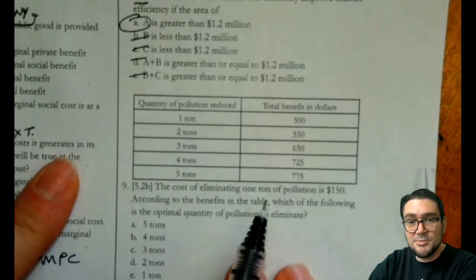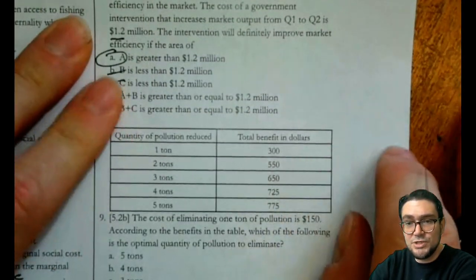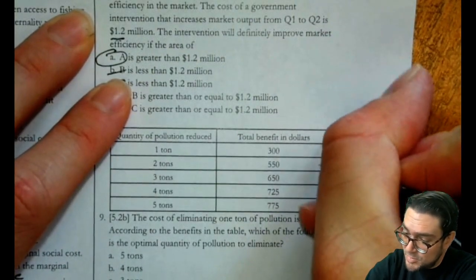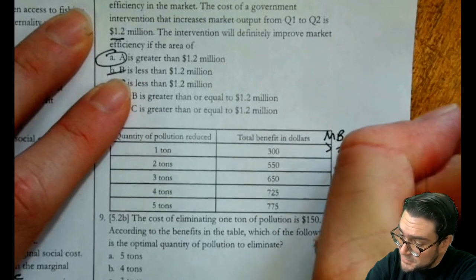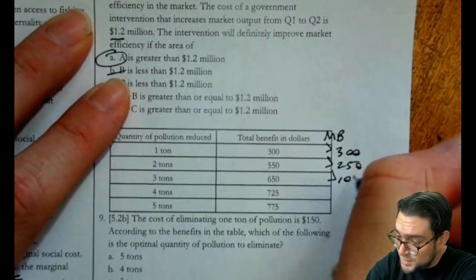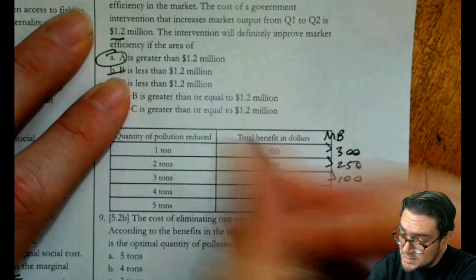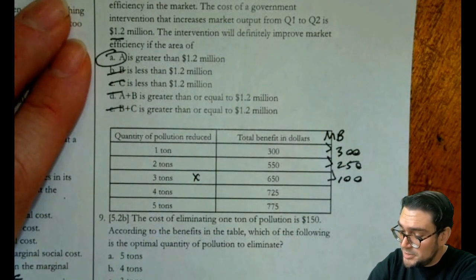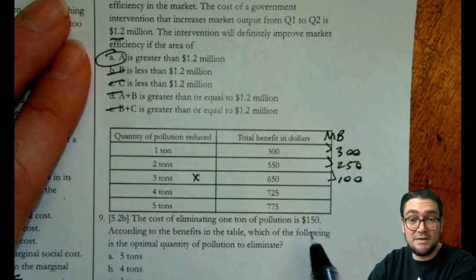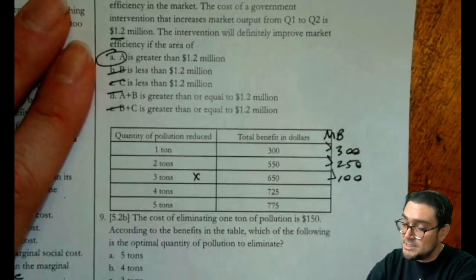And then last but not least, number 9, the cost of eliminating a ton of pollution is 150. According to the benefits in the table, which is the optimal quantity? So what's our marginal benefit? Well, our marginal benefit of the first one is 300. Marginal benefit of the second one's 250. Third one's 100. See, it only went up 100. So I am not going to ameliorate the third ton. I'm going to only do 2 because it's only worth it to do it if the benefit is bigger than the cost.